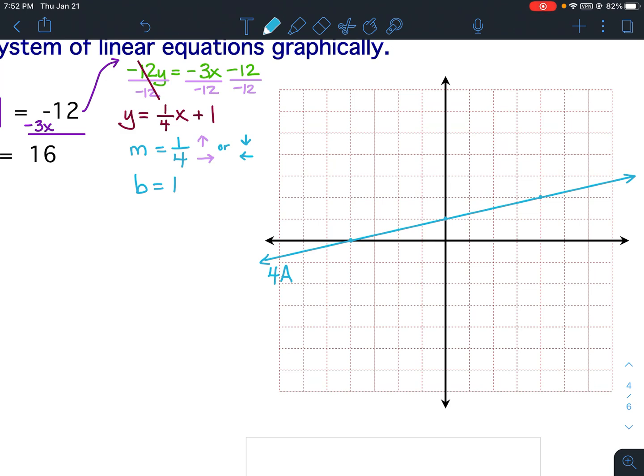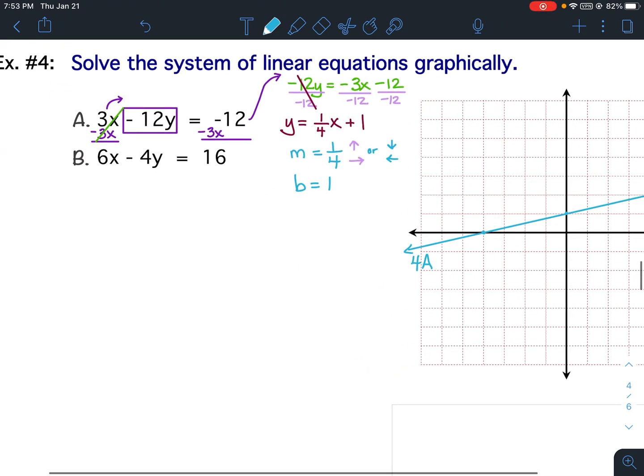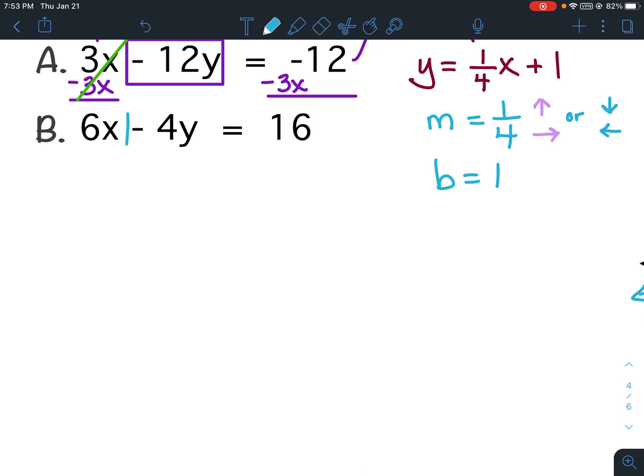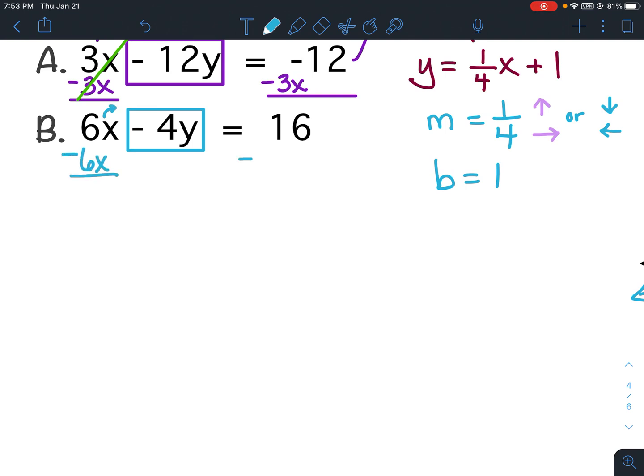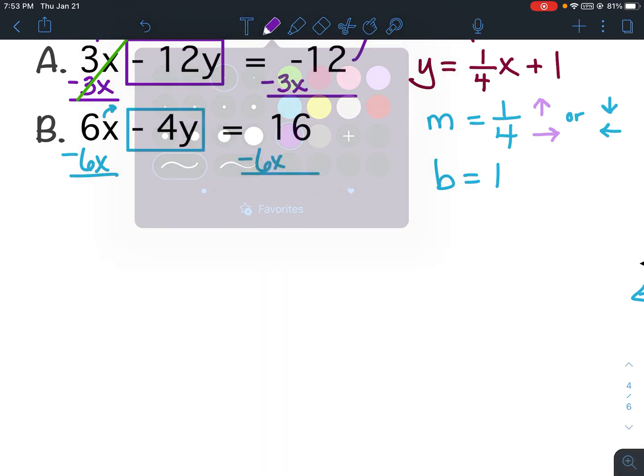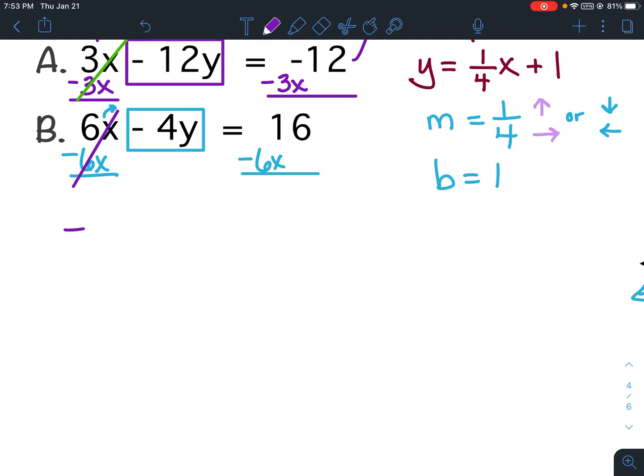So now it's time to solve 4b. Box the y term. To take 6x to the other side, I'm going to subtract 6x from both sides. Bring down the negative 4y. Bring down the negative 6x. Bring down the positive 16.